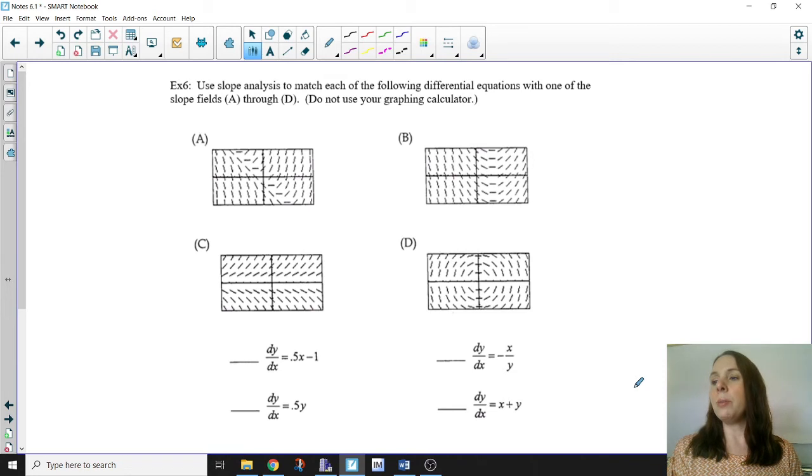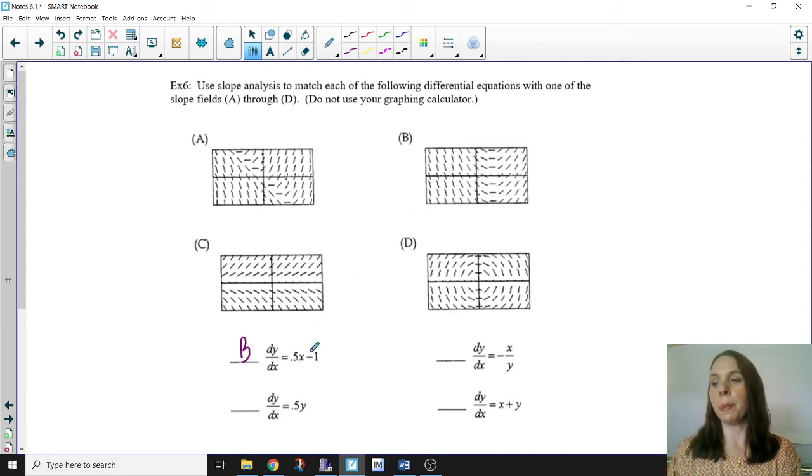But anyway, here's the first thing that I do. I look for a differential equation that just has an x in it. So this one, dy over dx equals 0.5x minus 1. What I know about that is that all of the columns that you see will have the same slope, like this. Notice that these all have vertical columns of the same slope, and they all have the same x coordinate. And so B has to match with 0.5x minus 1 because this differential equation is only in terms of x.